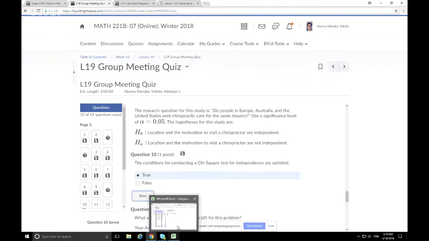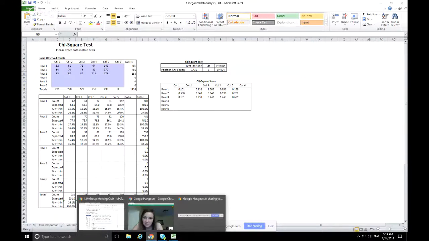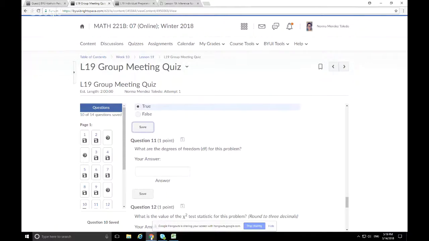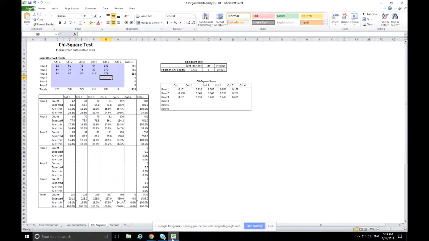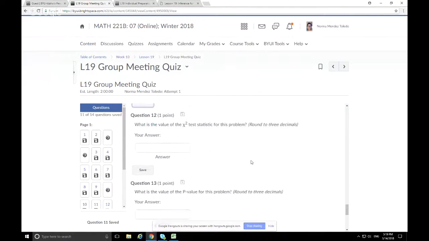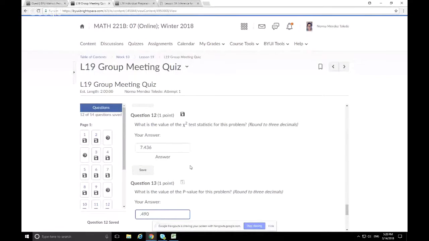Are any of them less than 5? Not that I can see, right? I don't think so. Yeah, true, because the sample sizes are big too. So what are the degrees of freedom for this problem? It would be 2 times 4, so 8. What is the value? Did you get 7.436? Yes. What is the value of P? 0.490. Yep.